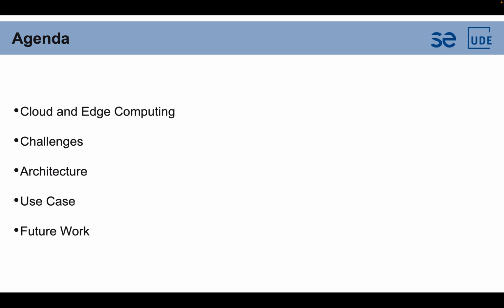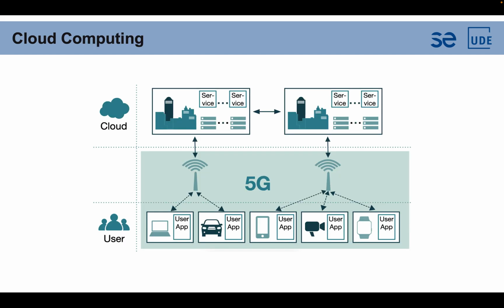So let's start the talk with a brief introduction to cloud and edge computing. The traditional approach is that the applications or services are provided by cloud providers in globally distributed data centers. The advantage of this strategy is that these data centers have a huge amount of resources, such as CPU or memory, so that the individual services can be scaled globally and to a very, very large number.